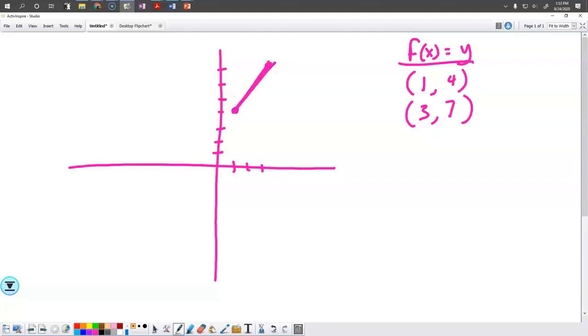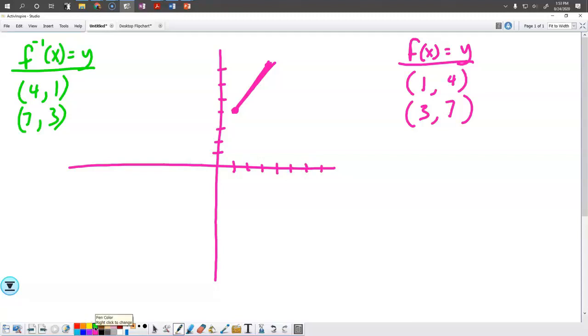Now, let's go ahead and do the graph of f inverse, though. Now, for the graph of f inverse, it's going to have the same points, but they're going to be reversed. It's going to be (4, 1) and (7, 3), because that's what inverses do. Now I'm going to graph that. So I'm going to go over 4 and up 1, and then over 7 and up 3. So here we go. Over 4 up 1, over 7 up 3. And there we go. So those two graphs there would be inverses of each other.